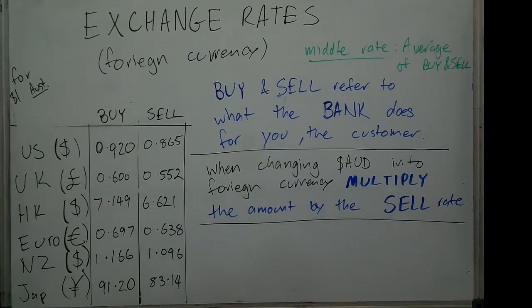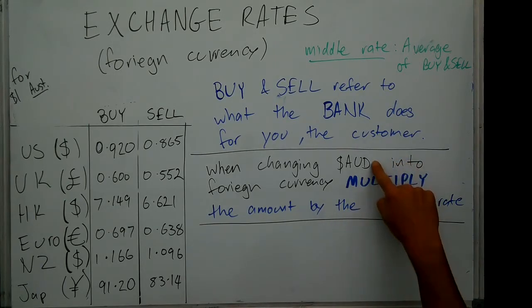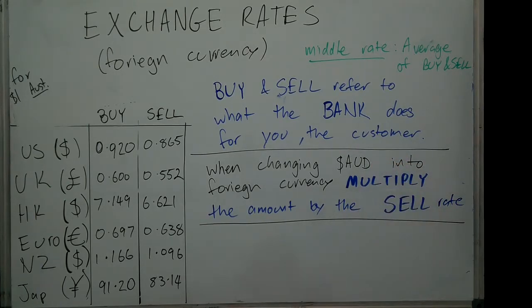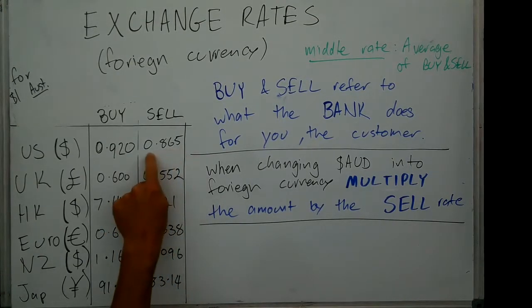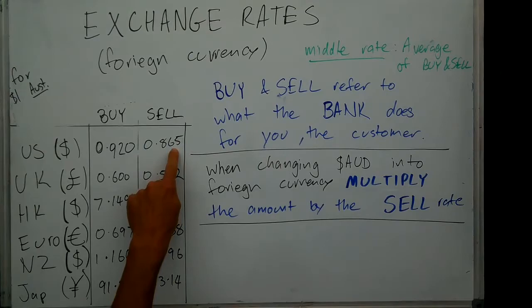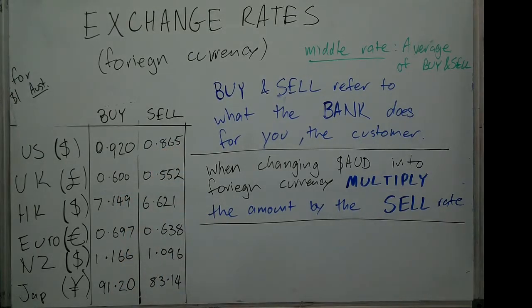So, for example, you want 1,000 Australian dollars converted into American. You take that 1,000, multiply it by this, and because it's a multiple of 10, you get 865 American dollars, multiplying by the sell rate.